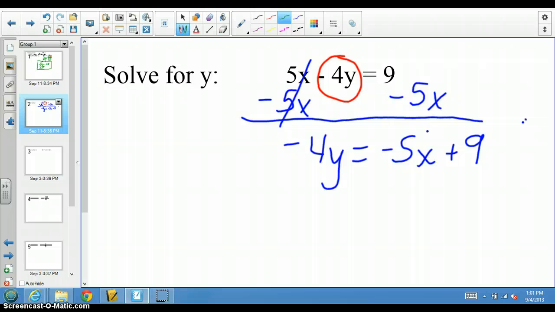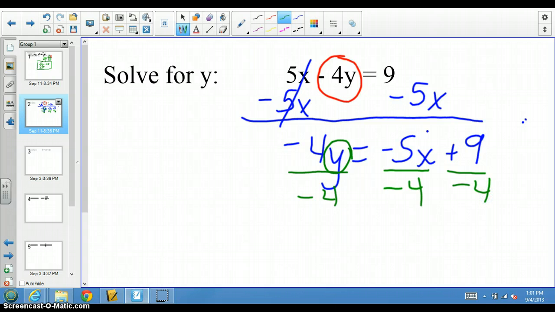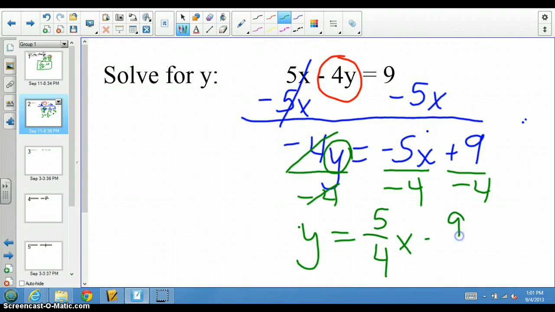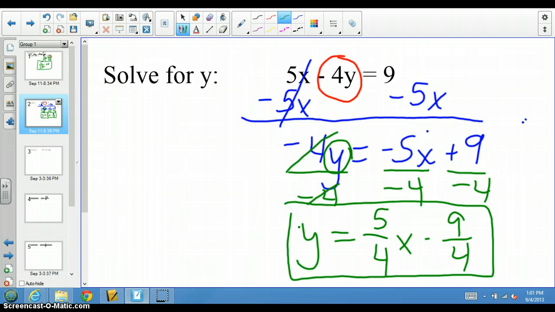Now I want to get the y all by itself. So I have to get rid of that negative 4. Well, negative 4y means we're multiplying, so I have to divide. So I want to divide both sides by negative 4. So I have y equals negative 5 over negative 4 is 5/4 because two negatives make a positive, minus 9/4. Now remember, whatever you do to one side, you have to do to the other side. So that's why I divided both of these terms by negative 4.